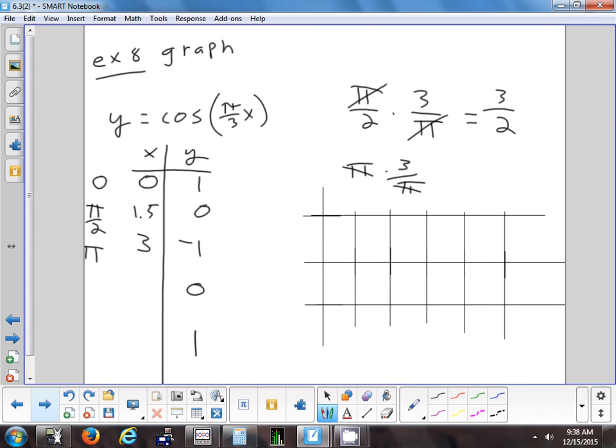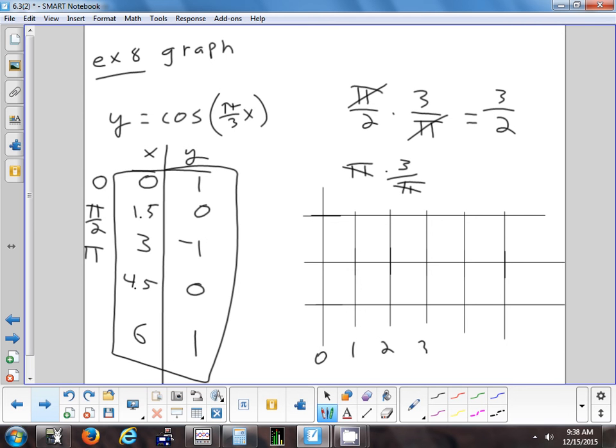Okay, the next one. And the last one. 6. So this is an example where I'm going to label my x-axis, and I'm just going to go by ones. 0, 1, 2, 3, 4, 5. Let's put in one more. 6. And technically, if I'm going to go by ones, you don't need to label it. If you don't label, I'm always going to assume you're using ones.